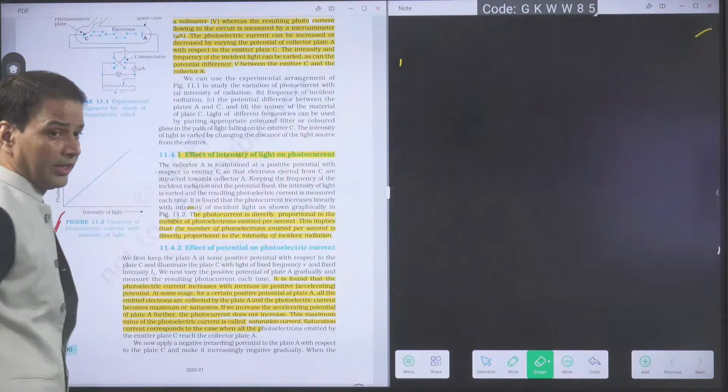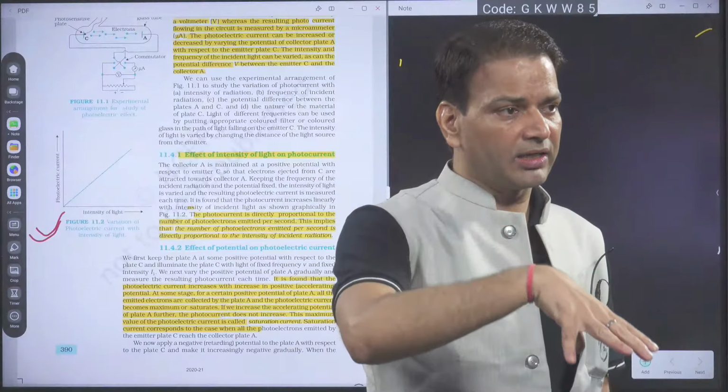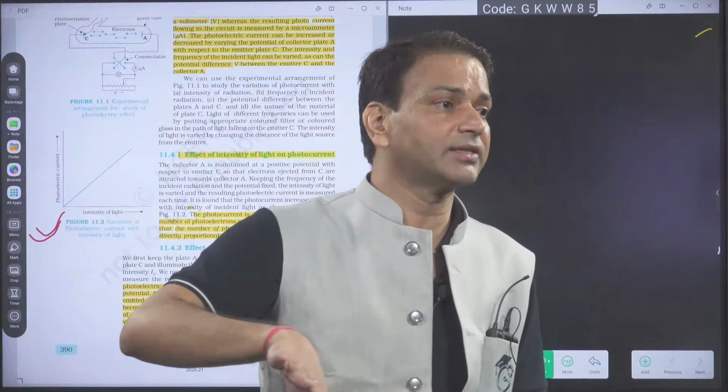Here, the effect of intensity of light on photocurrent. Suppose electrons are ejecting due to the photons. Suppose 20 photons incident, approximately 10 electrons ejected. Now 40 photons incident, 40 will be ejected. So the number of photons incident increases means intensity increases. Intensity increases, the number of electrons ejected will be more. The number of electrons ejected more, then current will increase. In whichever ratio we increase the number of photons incident, in the same ratio the number of electrons ejected will increase.